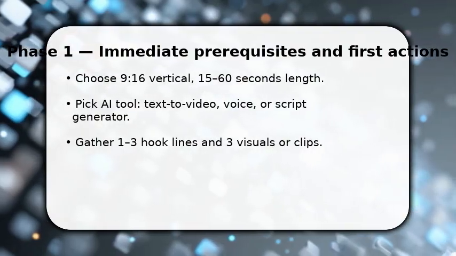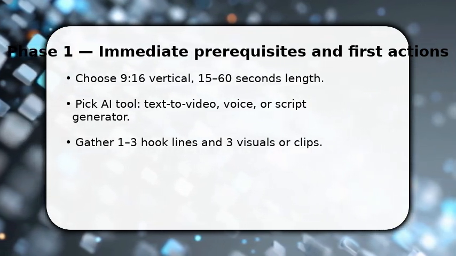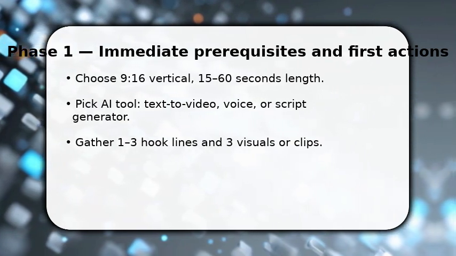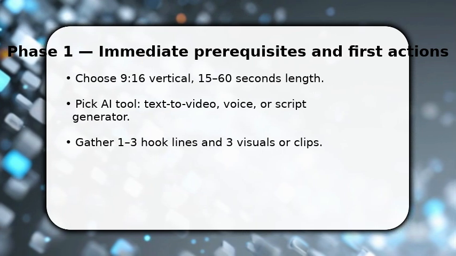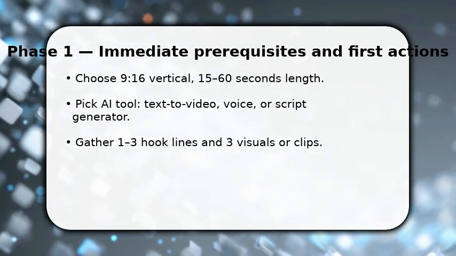You start by nailing format and intent. Choose vertical 9:16 and decide 15 to 60 seconds. Once chosen, open an AI script generator and prompt for a short hook, 3 scene ideas, and a call to action. Be specific about tone, pace, and keywords.